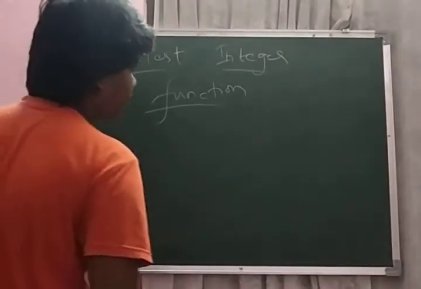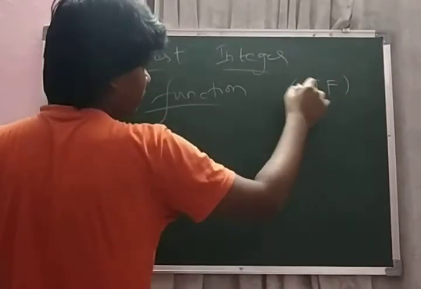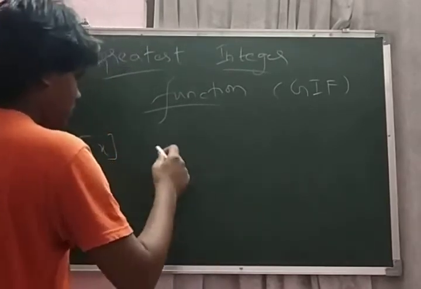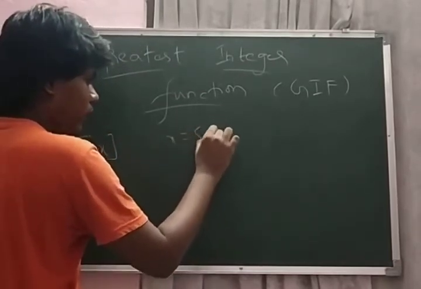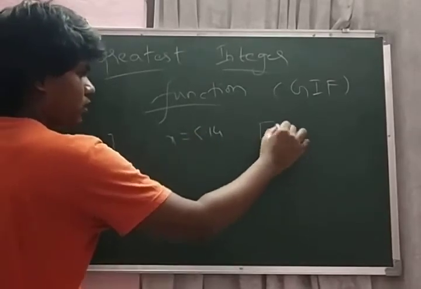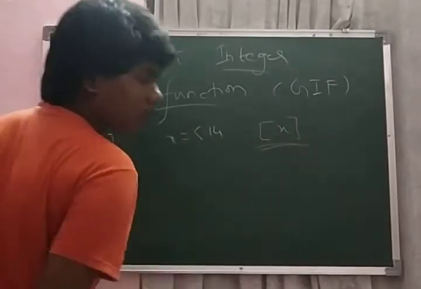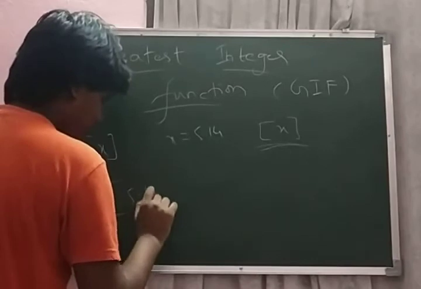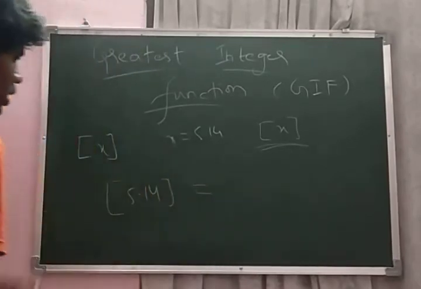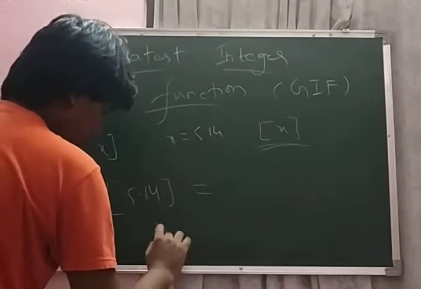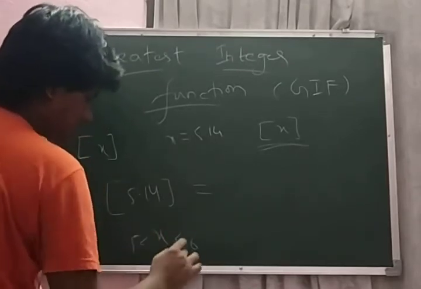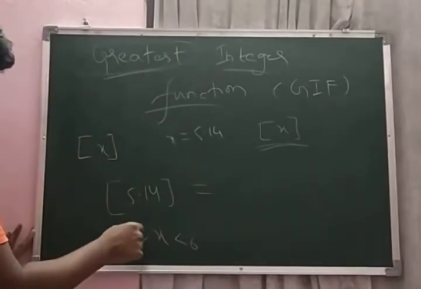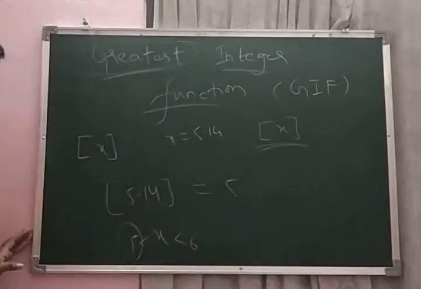So the greatest integer function is represented by GIF in the closed brackets. For example, if x is equal to 5.14, then find the greatest integer function of x. Then 5.14 lies between 5 and 6. Here it is the greatest integer function, but we have to consider the least value, that is 5. So it is 5.